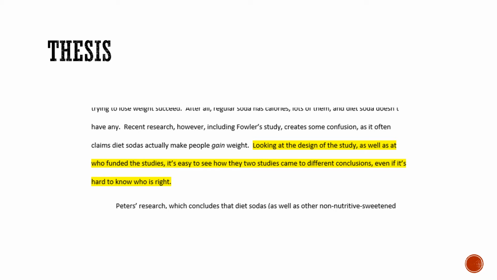But the first thing we need to do is sort of do a test. And that's really what my thesis statement here in this essay does.